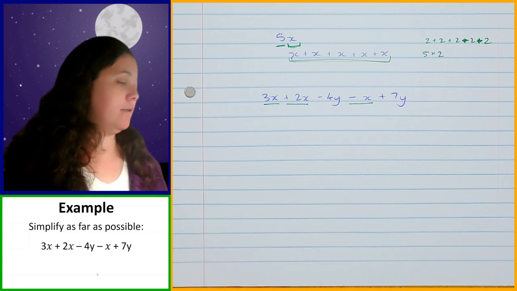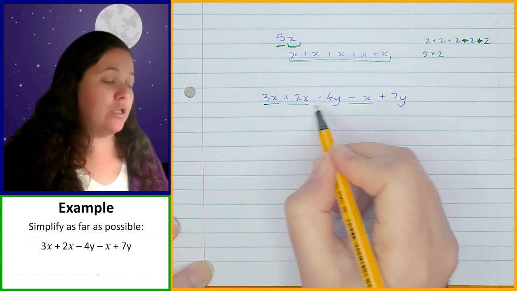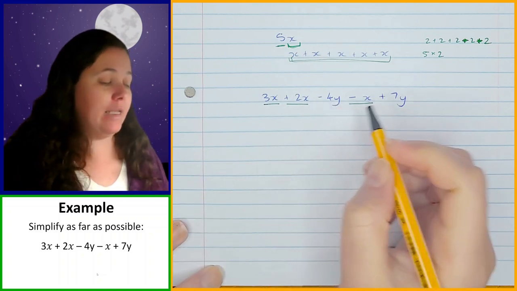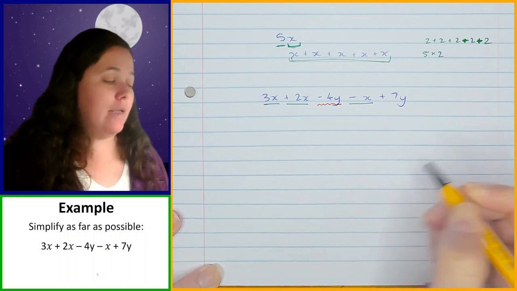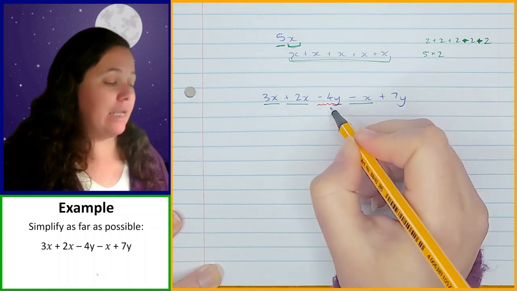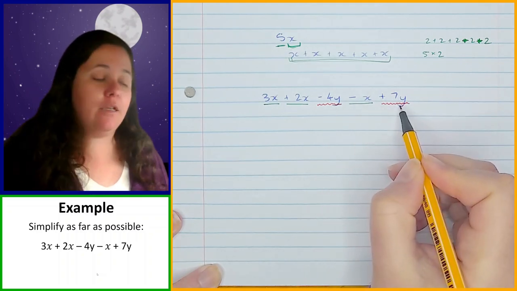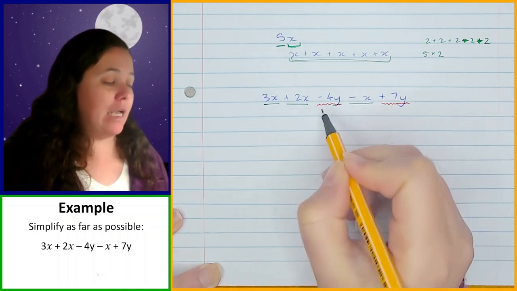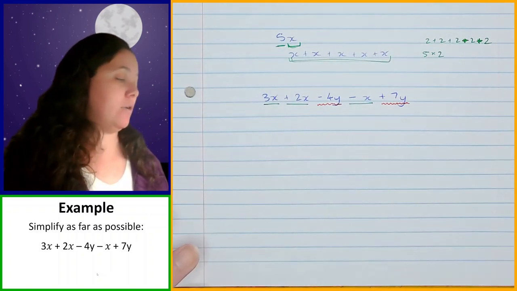Then I've got over here minus 4y. This is an unlike term because the variable is different. So the minus 4y is its own type of thing. And then I've got plus 7y. Now this is a like term with that. So those I can add together, and these I can add together, but I won't be able to combine them all together because they are not all the same.